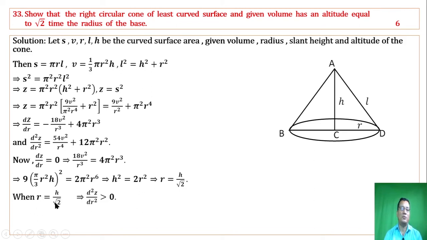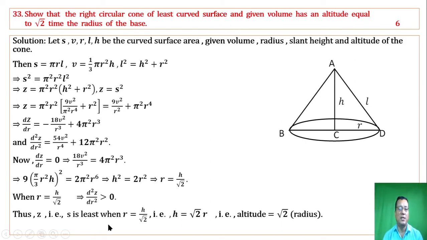When R equals H by root 2, the value of the second order derivative is greater than 0. That is always positive, because these terms are positive as well as terms containing variables are always squares. Thus Z or S is least when R is H by root 2, that is H equals root 2 times R. That is, H is altitude, R is radius, so altitude is root 2 times the radius, hence proved.